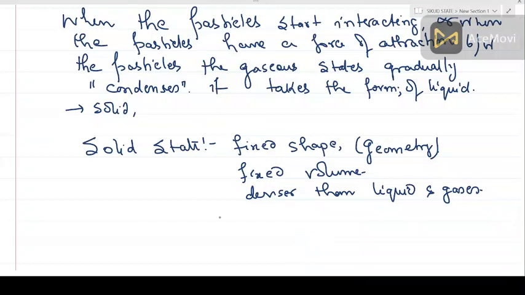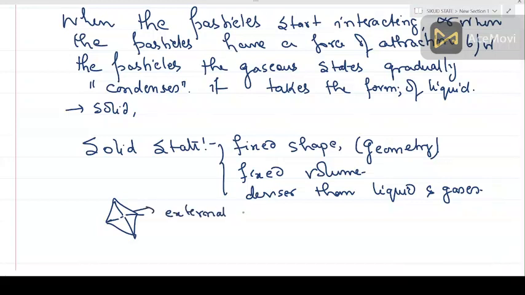denser than liquids and gases. These are the properties of solids that are observable. They also have electrical properties, thermal properties, dielectric properties, insulating, semiconducting. Those properties are on the atomic level. We are talking about properties that are visible to us by naked eyes. You take a piece of solid, it has a fixed shape, fixed geometry, fixed volume, its density, it is harder than liquid and gas.